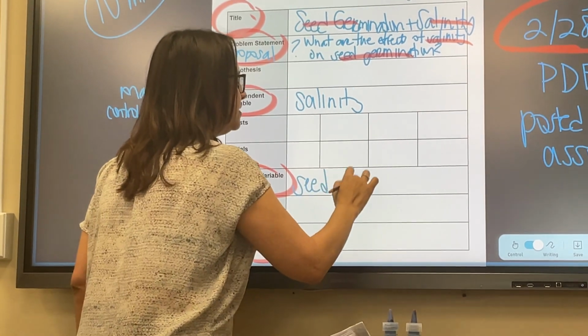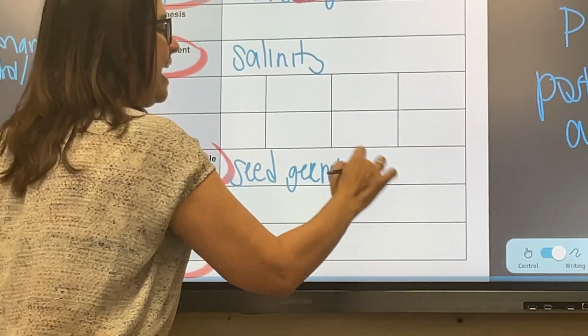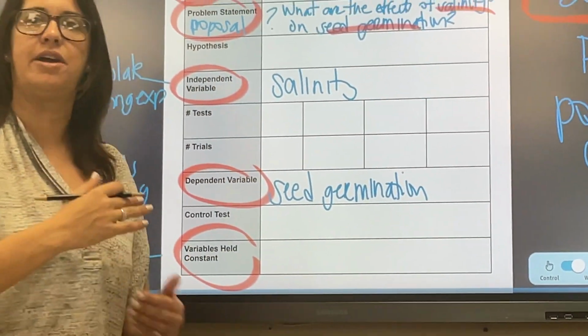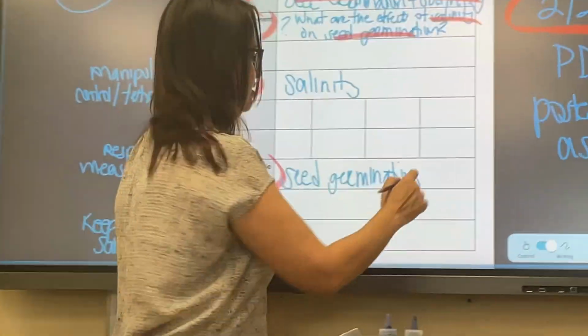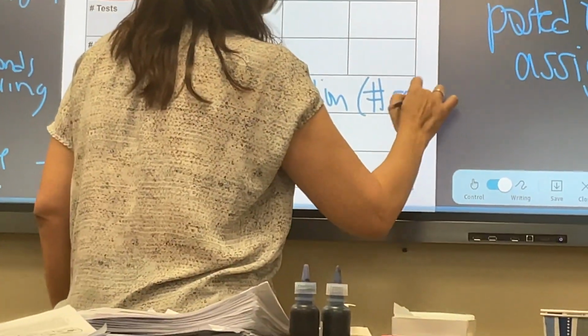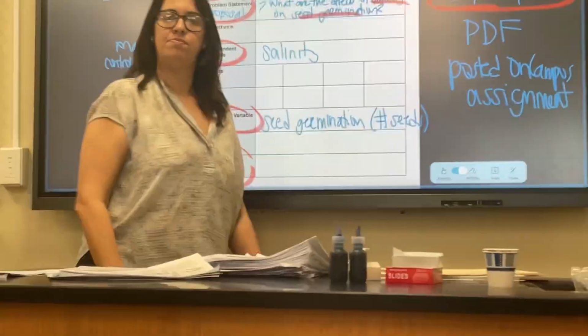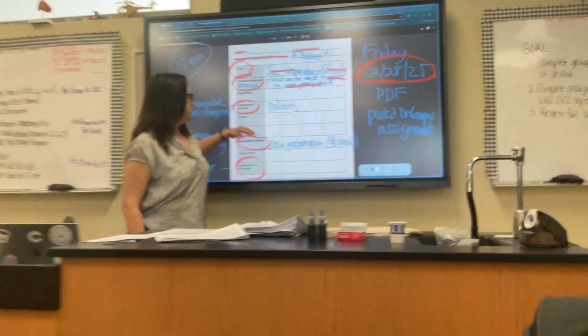I should be specific. Am I going to count how many seeds germinate, or am I going to measure the length of the seed? I'm going to count number of seeds. Okay? I now have independent, dependent.